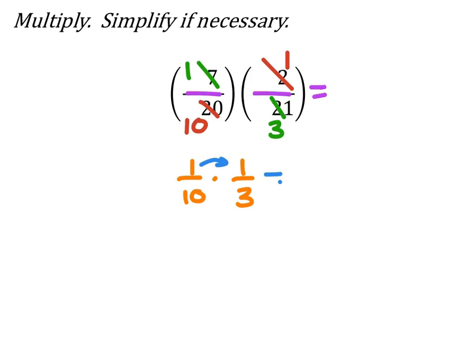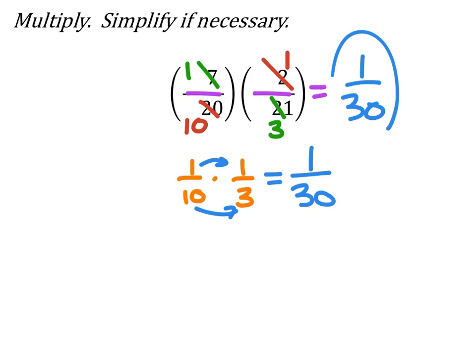Again, I've got 1 times 1. The numerators is 1. And the denominators, 10 times 3 is 30. Now again, we already knew that the answer was positive. So I don't really need to show that sign, but it's just 1/30 is our answer. But there is another way.